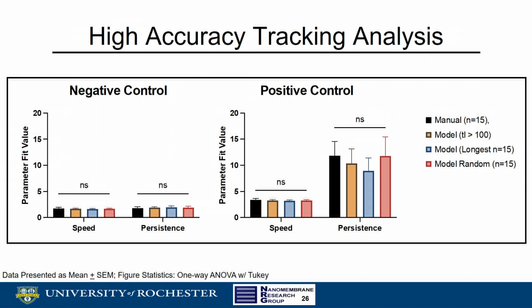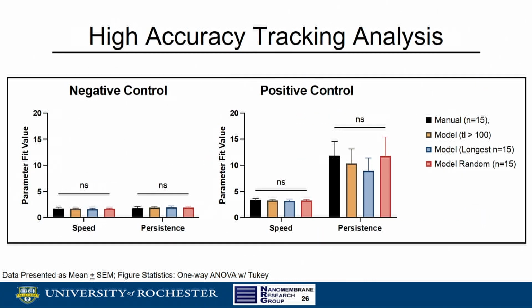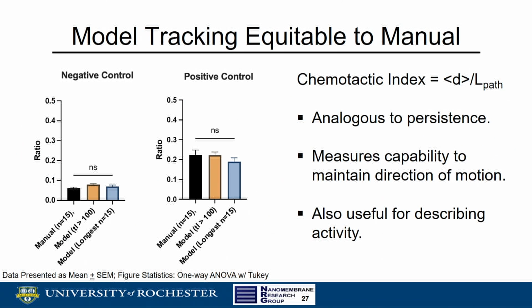And across the board, between all comparisons, we see that there's no significant difference between speed and persistence measurements for both our negative control and our positive control when comparing manual and model-generated parameters. One thing that we also did, just to make sure, as an additional point of comparison, there was a lot of variability in persistence over here, so we made another analogous measurement called chemotactic index or meandering index, which is not done from a curve fit and is instead distance over path length. And we found that that was statistically similar for both negative and positive controls as well.